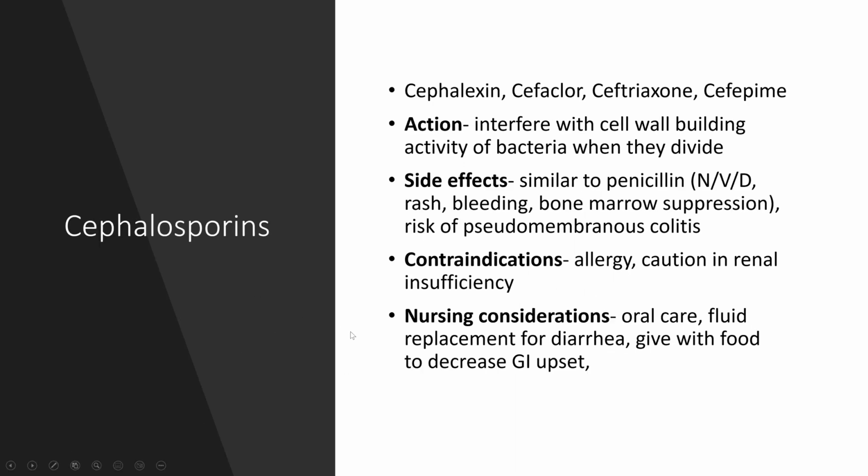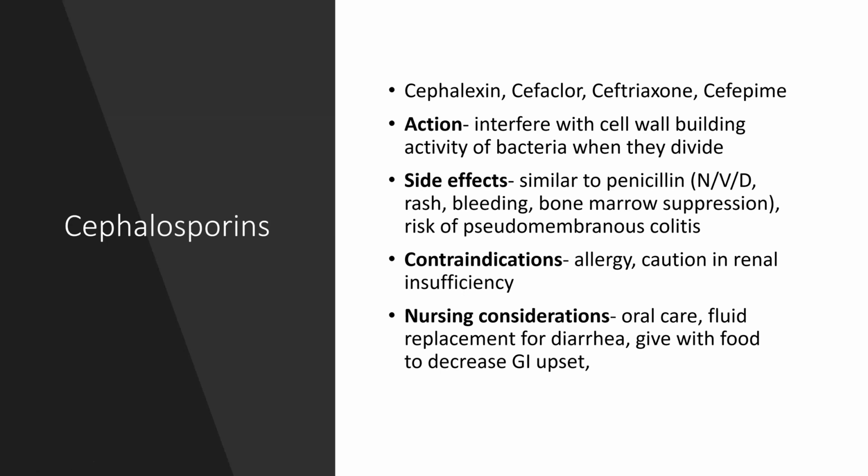Okay, so we have cephalosporins. That's going to be like your cefepime, ceftriaxone. They work by interfering with the cell wall building activity of the bacteria during cell division. So some side effects are going to be similar to penicillin. You could see nausea, vomiting, diarrhea, rash, bleeding, and bone marrow suppression with long-term use. And you have a risk of pseudomembranous colitis.